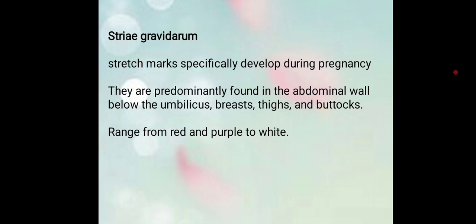Predominantly found in the abdominal wall below the umbilicus due to the growing uterus. Can be found also in the breast, thigh, and buttocks due to weight gain. Range from red and purple to white in fair colored people, but can be dark brown as in the last picture.